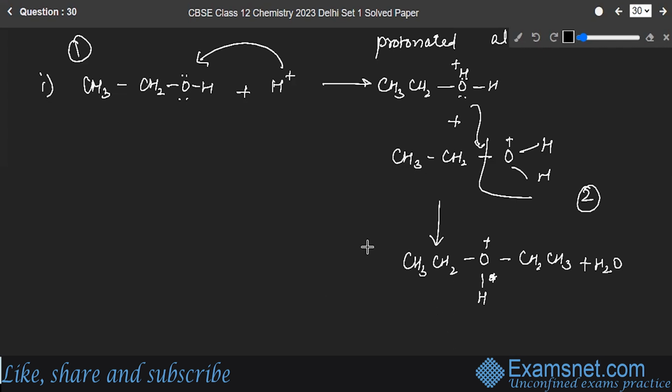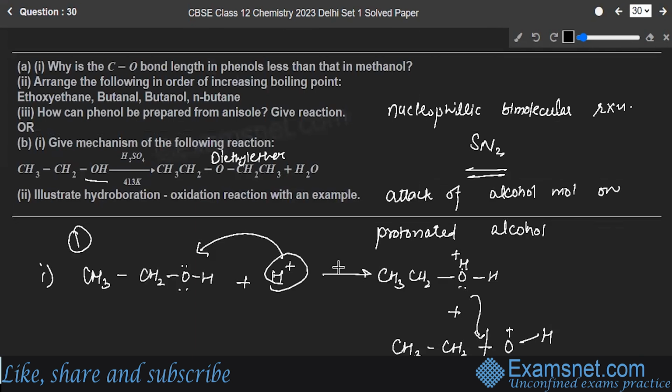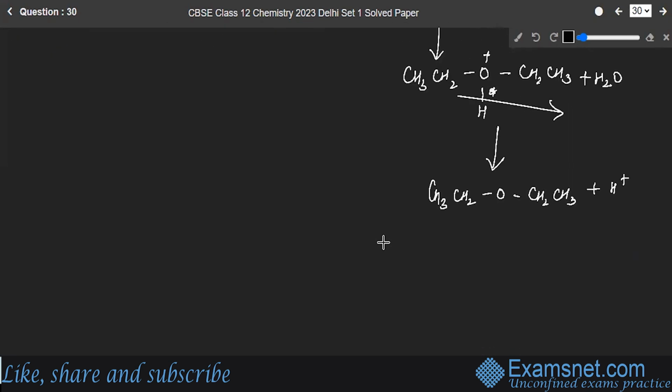Now again, this will give me CH3CH2OCH2CH3, and H plus will be liberated. And see, over here, this was H plus. So from sulfuric acid, one H was removed. It was the HSO4 negative ion. Now this hydrogen ion gets attached to it, and HSO4 negative gives you sulfuric acid back. Hope you're clear with this.